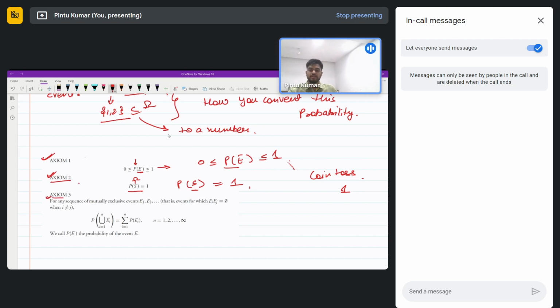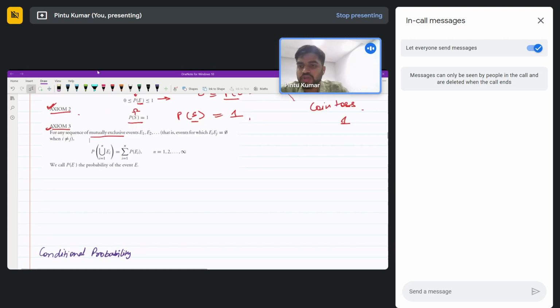Now the third axiom says that, here there is a term called mutually exclusive events. Mutually exclusive events are the events which can't occur together. So I'll just define what a mutually exclusive event is.